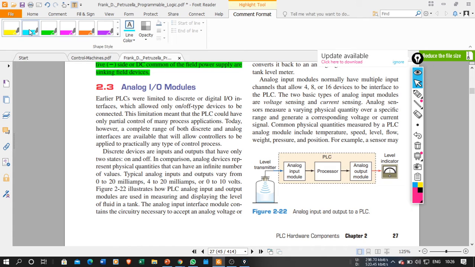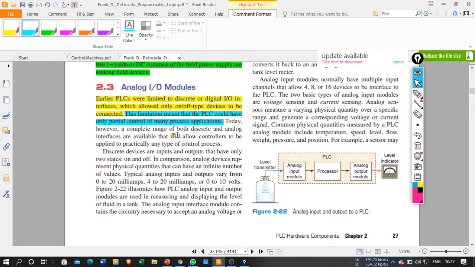Now in the early days of PLC, earlier PLCs were limited to discrete or digital input output only, which allowed only on and off of the devices to be connected. So when PLCs were invented in the late 1960s, at that time the PLC could be used only for switching on and off of devices having only two stable states, on state and off state. This limitation means the PLC could only partially control many process applications. Now with this limitation, we don't have complete control, we have partial control. Okay, because in the process industry there are so many parameters which are analog in nature.